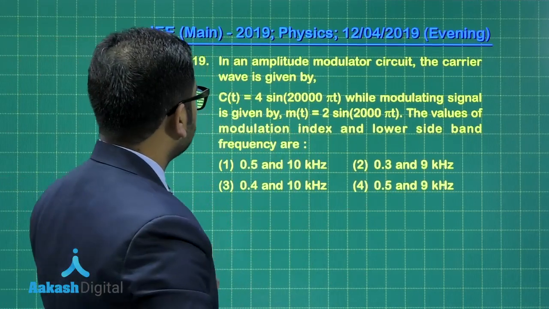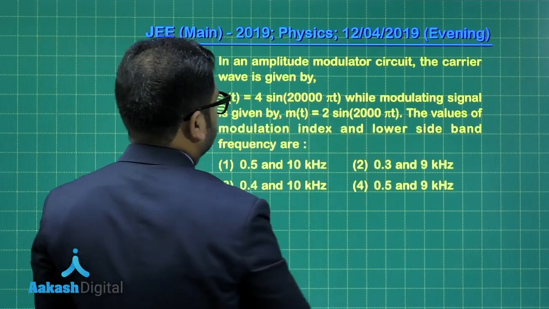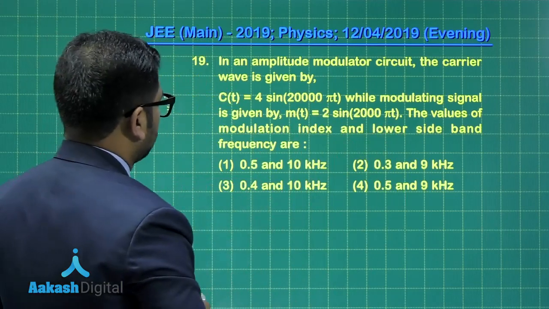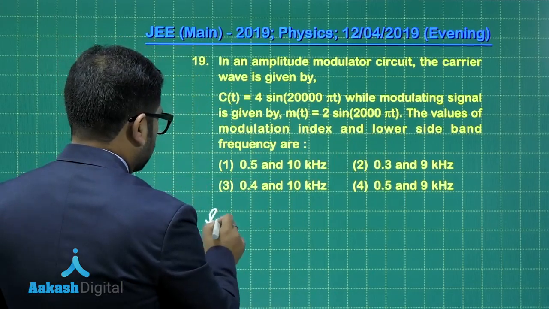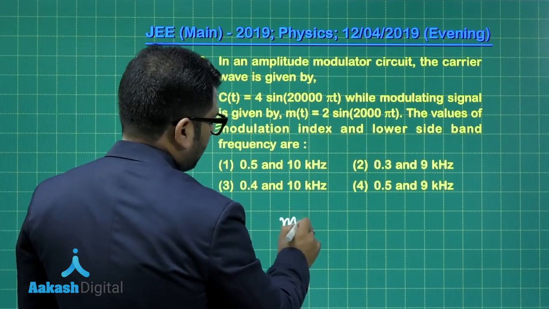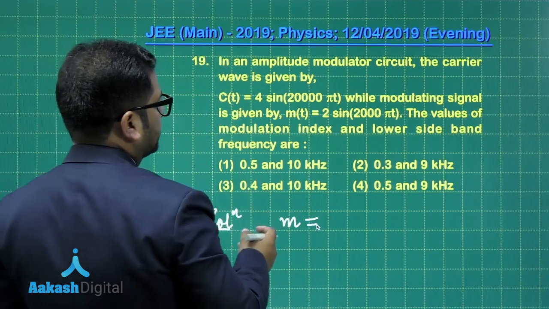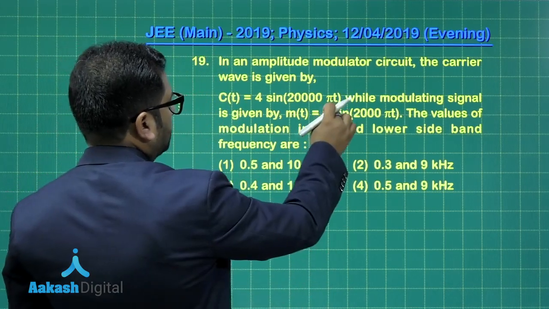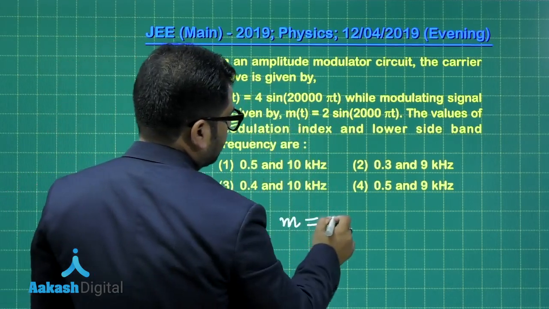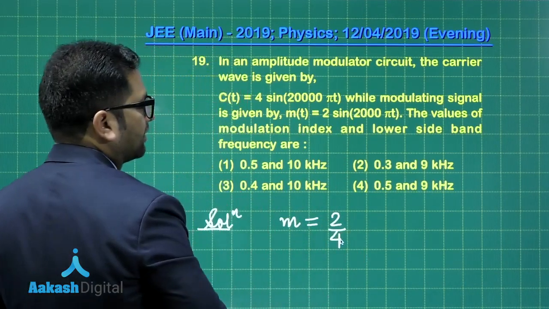It's an AM circuit. This is the carrier signal. This is the message signal. We need to calculate the value of modulation index. So some people denote it by mu, some denote it by small m, whatsoever is your convenience. The modulation index is the ratio of amplitude of message signal to that of carrier signal. So 2 by 4, that's going to be 0.5.